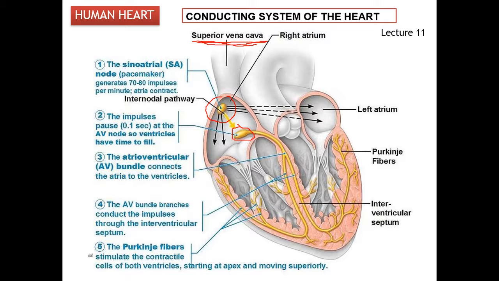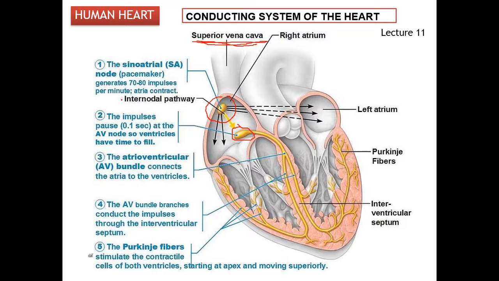The SA node is present on the right atrium. It acts as the pacemaker of the heart, because it has the power of generating a new wave of contraction. It has the capacity of generating the new wave for contraction and setting the pace of contraction. It generates 70 to 80 impulses per minute, where the atria contract. So the sinoatrial node is responsible for generation of 70 to 80 impulses for atrial contraction.